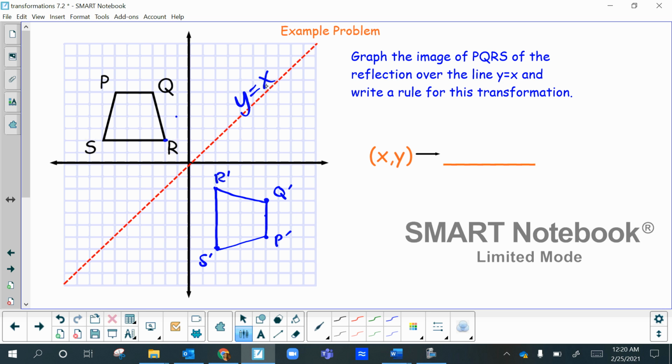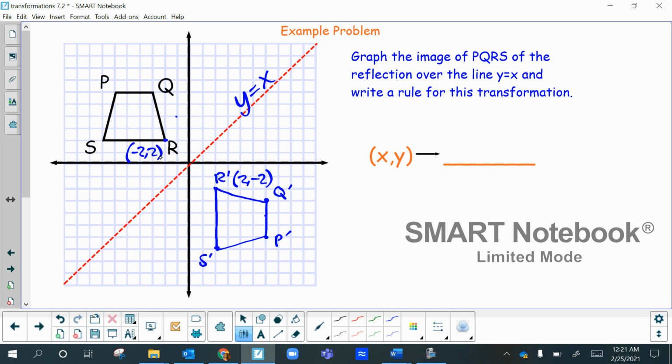Now here's the point you don't want to use, okay? R was at negative 2 comma 2. R prime is at 2, negative 2. These two have the same absolute value, so it's kind of hard to tell what's happening here. You're not sure if the signs are just changing or if they're reversing positions.